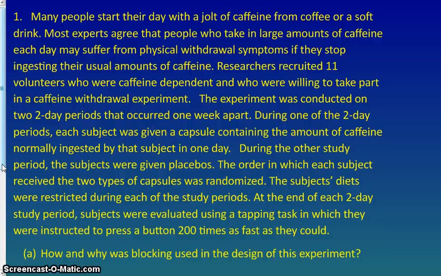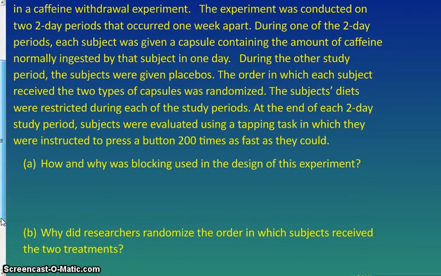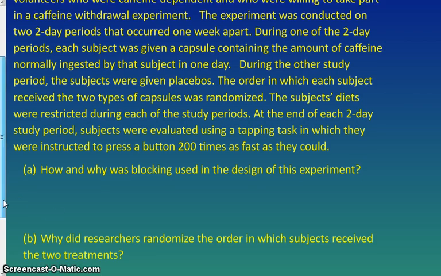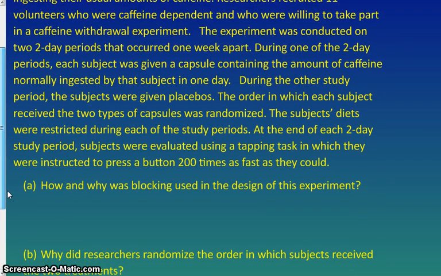The order in which subjects received the two types of capsules was randomized. The subjects' diets were restricted during each of the study periods. At the end of each two-day study period, subjects were evaluated using a tapping task in which they were instructed to press a button 200 times as fast as they could. So how and why was blocking used in the design of this experiment?